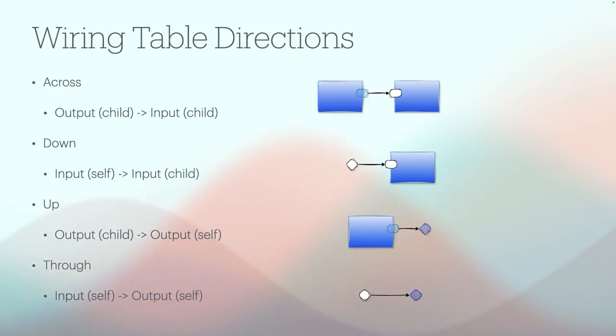Here, I show the 4 different directions. Across goes from inner part to another inner part. Down goes from the inside down to one or more inner parts. Up goes from inner parts back up to the output of the container. Through goes from the input gate of a container directly to its own output gate.